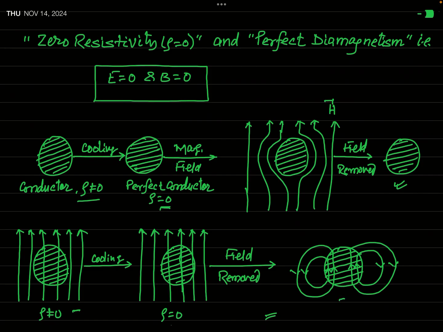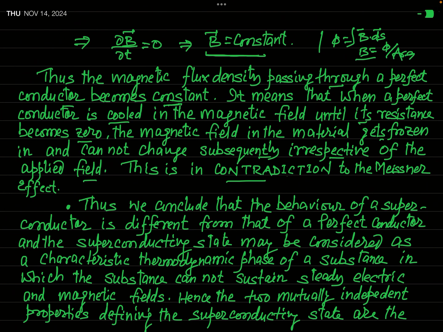So from this experiment, it is clear that the magnetic flux density passing through a perfect conductor becomes constant. This means that when a perfect conductor is cooled in the magnetic field until its resistance becomes 0, the magnetic field in the material gets frozen, as I have told you, and cannot change subsequently irrespective of the applied field. And this is in contradiction to the Meissner effect. Actually, now we conclude that the behavior of a superconductor is different from that of a perfect conductor, and the superconducting state may be considered as a characteristic thermodynamic phase of a substance in which the substance cannot sustain steady electric and magnetic fields.